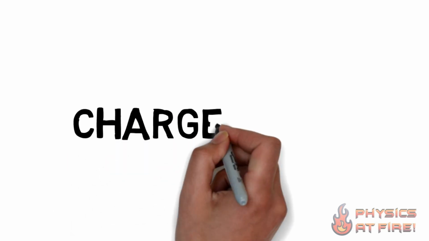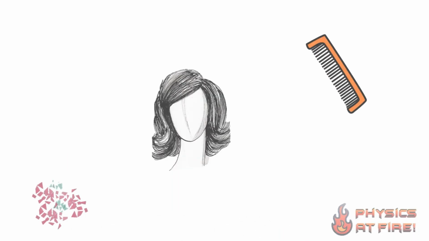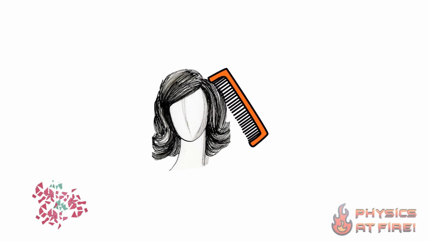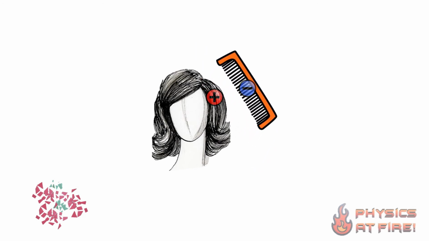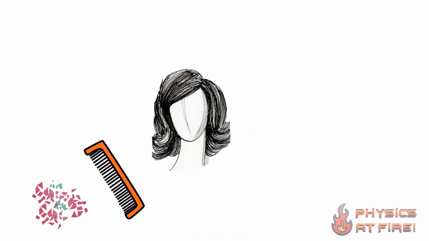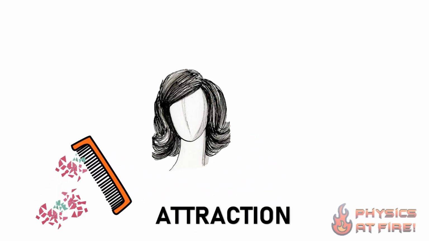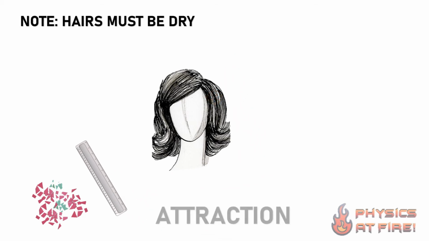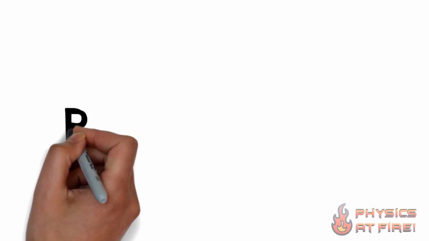Now, let's have another example, charging of a comb. You all may have observed that if you take a comb near small pieces of paper, it attracts those pieces of paper. If you are not able to recall that, you can try it yourself by taking a plastic scale, rubbing it on your hair, and then bringing it close to small pieces of paper. It would surely attract those pieces of paper, as they are uncharged.